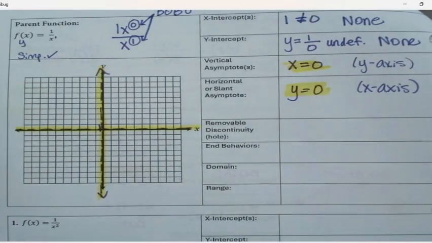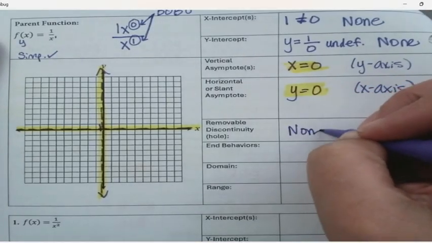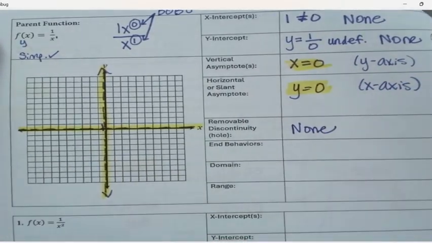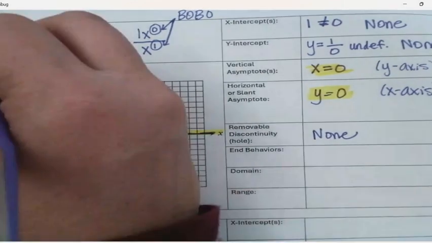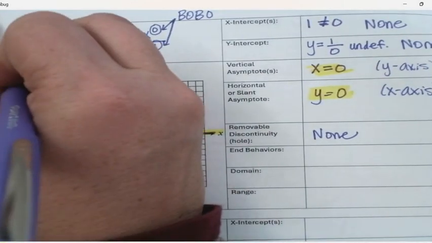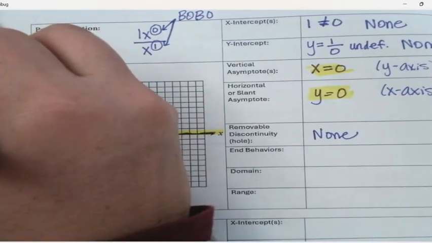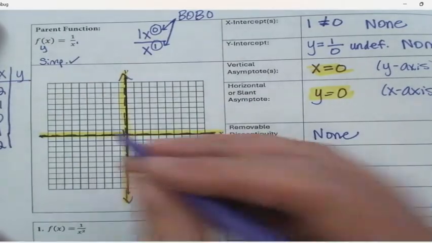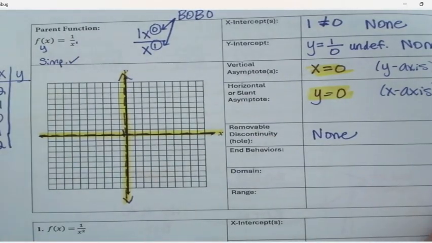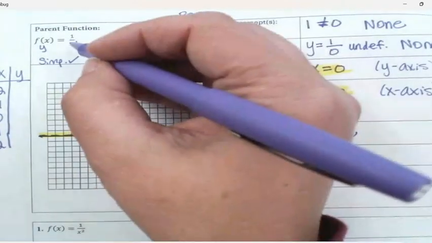Now, did I factor or cancel anything? No, I did not. So this is a none. End behaviors, domain, and range: I can't tell any of that until I get some of my graph drawn. So I'm going to have to pick some points. No problem here. I'm just going to pick -2, -1, 0, 1, and 2 because those are easy and kind of see what's going on with my graph.